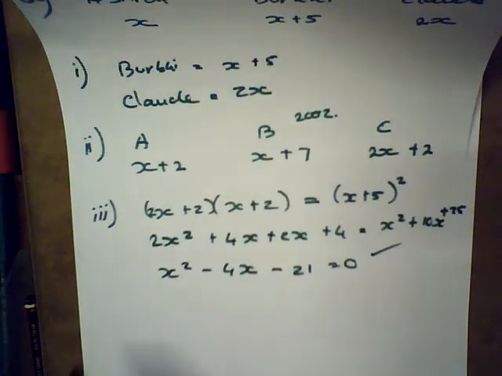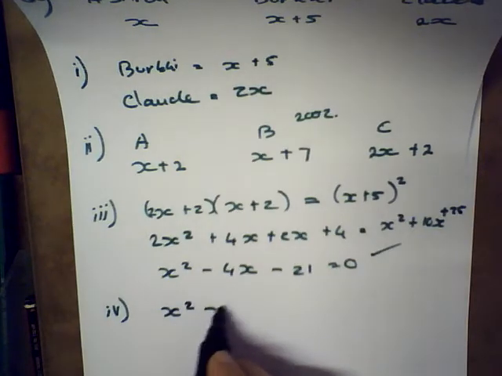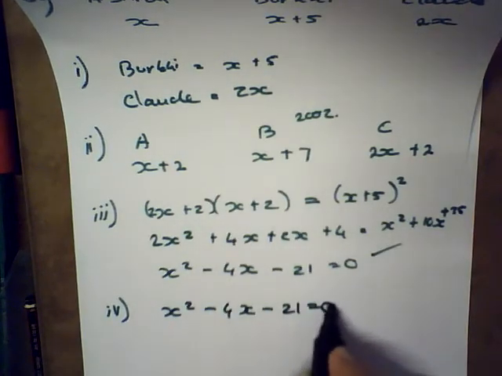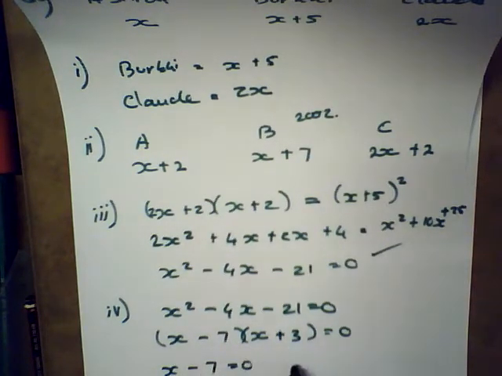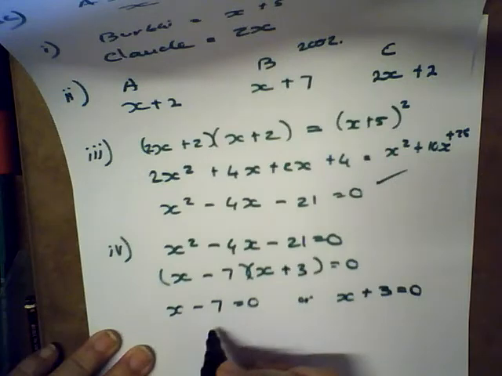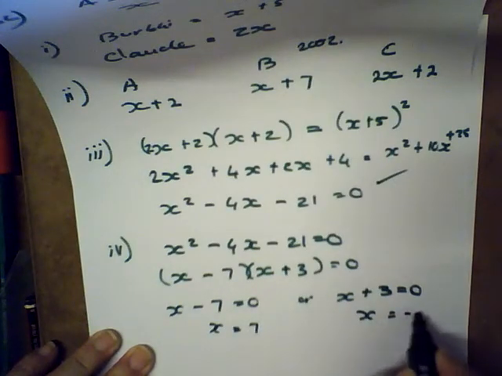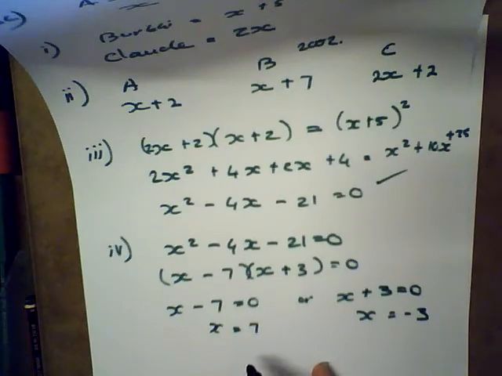Okay, now the next one, number 4, they ask us to solve this equation. If I solve an equation that's equal to 0, that means you have to factorize it and set each factor equal to 0. So one would be positive and one would be negative. 7 times 3 would give us 21. So x minus 7 equals 0, or x plus 3 equals 0. So x equals 7 or x equals negative 3, and that would be the solution. Okay, good. Let's go on.